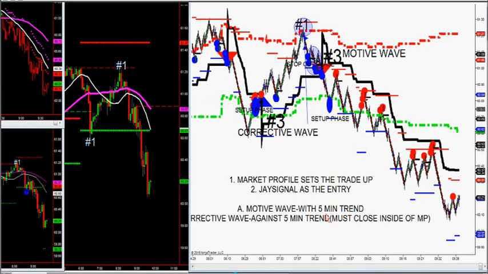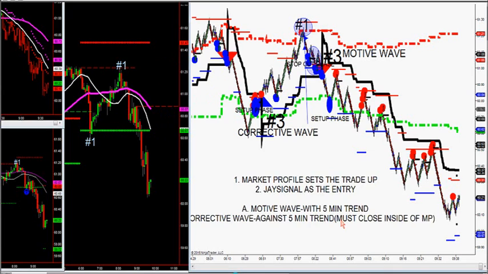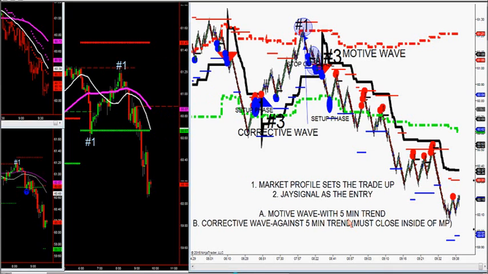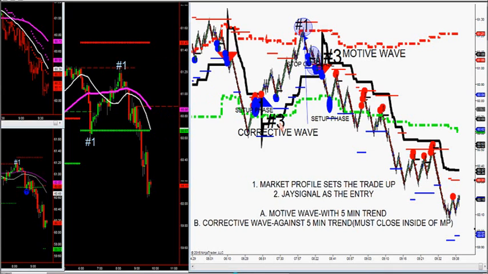All right, so market profile is going to set the trade up, and J signal is the entry. There's only 1 pattern we trade. It's called the number 3 pattern of J signal. Only 1 setup to learn. But there's 2 wave patterns off the number 3. There's a motive wave that's with the 5-minute trend, and a corrective wave against the 5-minute trend. Against the 5-minute trend, you must close inside of market profile. Here, the 5-minute trend was down on the first corrective wave. It closed inside of LVA. There's your first retracement. That's a corrective wave.